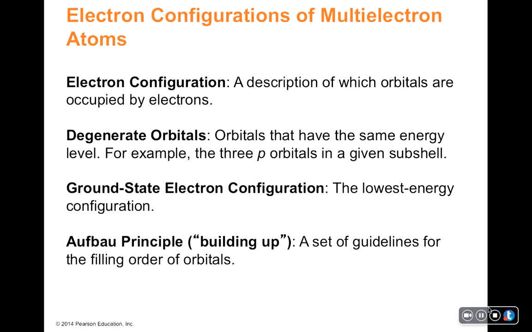Ground state electron configuration, this is what I'll ask you to do in most cases. This is the lowest energy configuration. I'll show you how you fill that and do those. And the Aufbau principle, this is what we use in order to come up with the ground state electron configuration. It's a set of guidelines that we use for how we fill orbitals. What's the filling order that we're going to use?